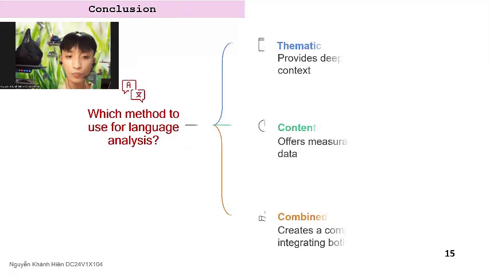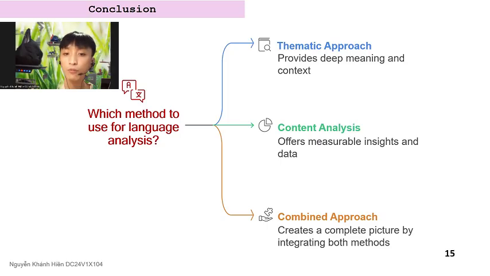To conclude, both methods are useful in language research. Thematic analysis gives us a deeper understanding of meaning, while content analysis provides a clearer and more measurable view of the content. When we combine them, we can get a more complete picture of how language reflects human thought, culture, and communication.